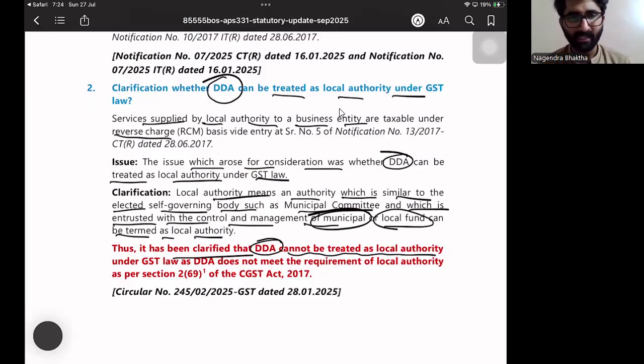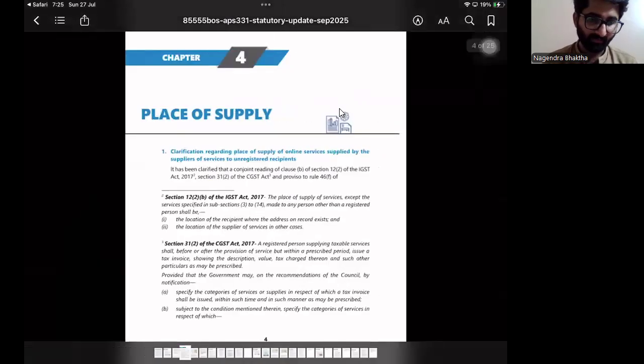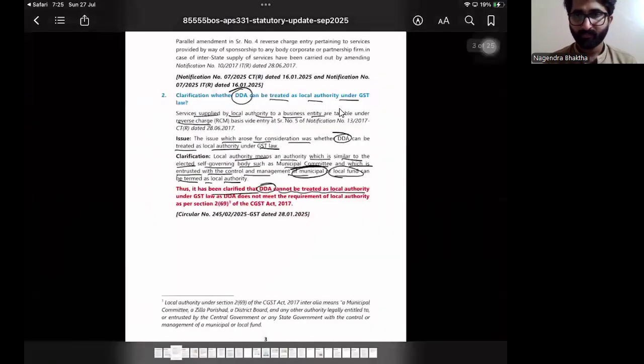Just a simple point, it is Delhi Development Authority. Will it be considered as local authority, sir? No, that is not the local authority. Delhi Development Authority is not a local authority. Maybe it is working something like government, but not government. It is not the government here. So that is the amendment from the charge chapter.